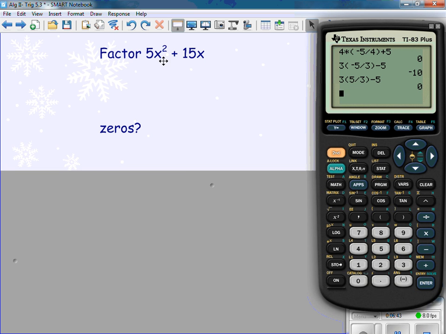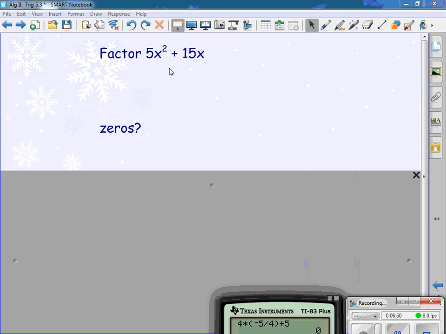I want you to factor this one and see if you can find the zeros. All right, looking at my factoring, what do both of these have in common? A 5. How about the variable? They both have an x. If I pull a 5x out of a 5x squared, I'm left with x. If I pull a 5x out of a 15x, I'm left with 3.